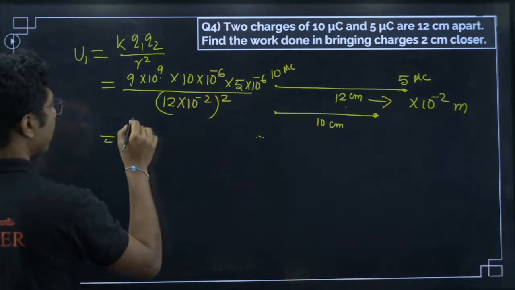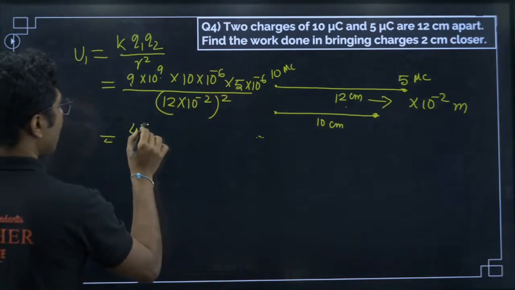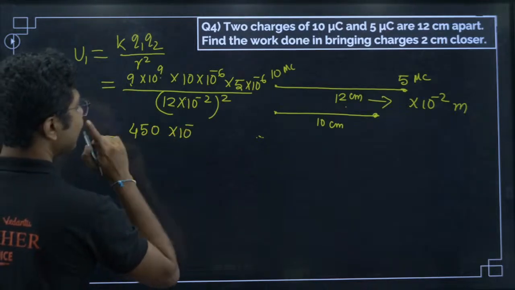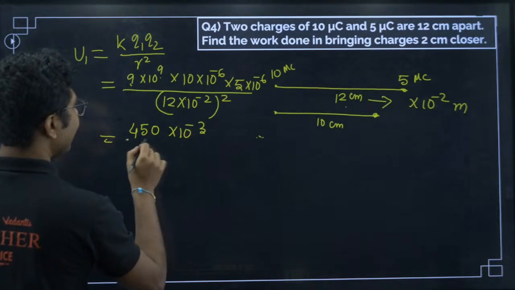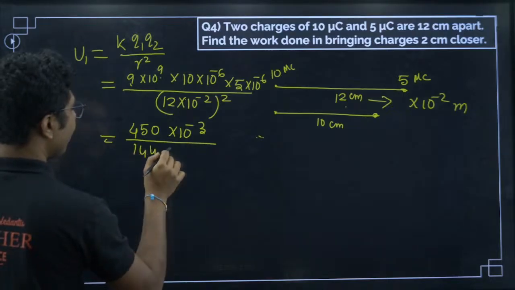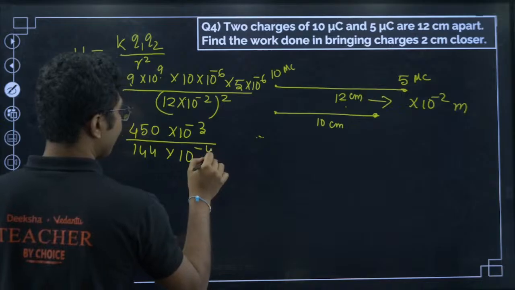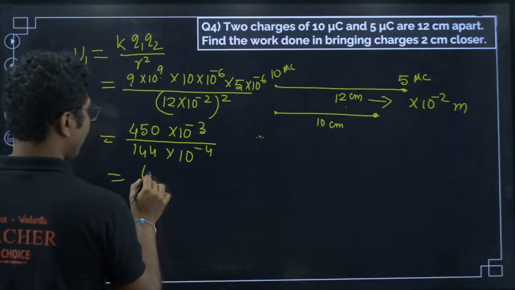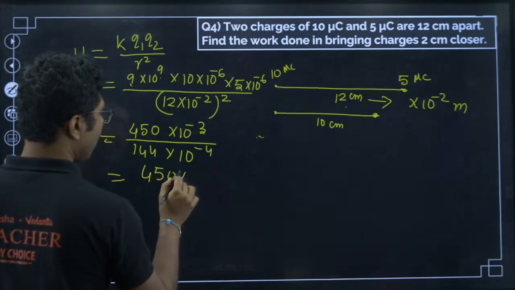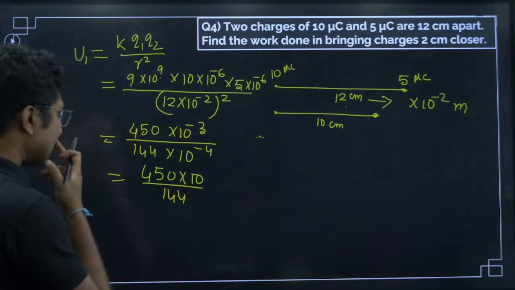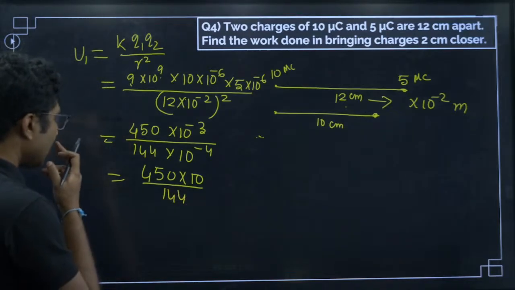So 450 into 10 to the power of minus 3 divided by 144 into 10 to the power of minus 4. So it will be 450 into 10 divided by 144. Okay, you can cancel some of them, I guess.